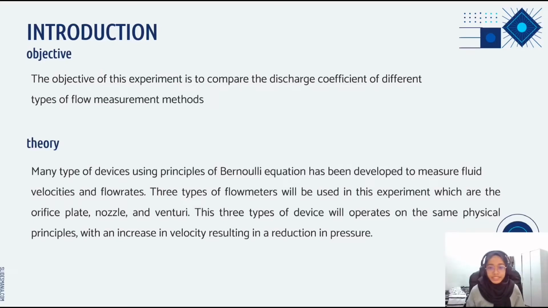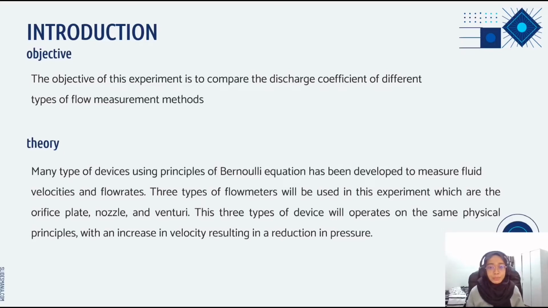The objective of this experiment is to compare the discharge coefficient of different types of flow measurement methods. The theory is that many types of devices using the principles of the Bernoulli equation have been developed to measure fluid velocities and flow rates. In this experiment, we will only use three types of flow meter, which are orifice plate, nozzle, and venturi.